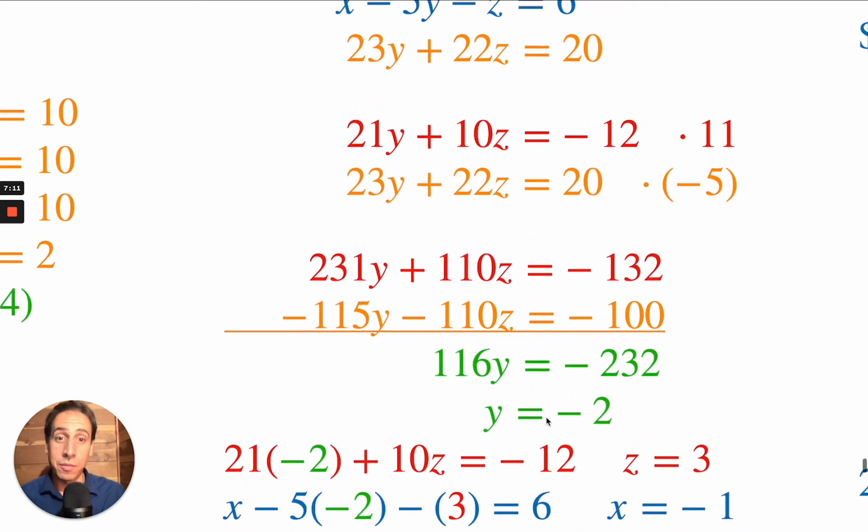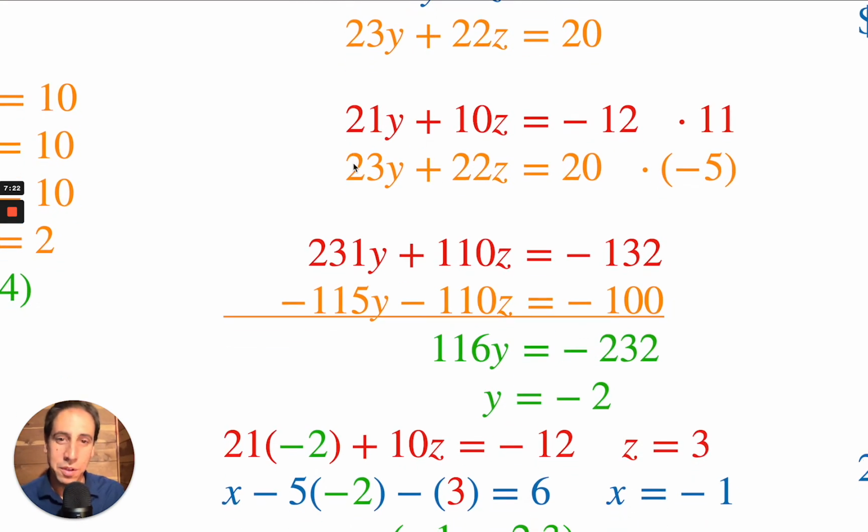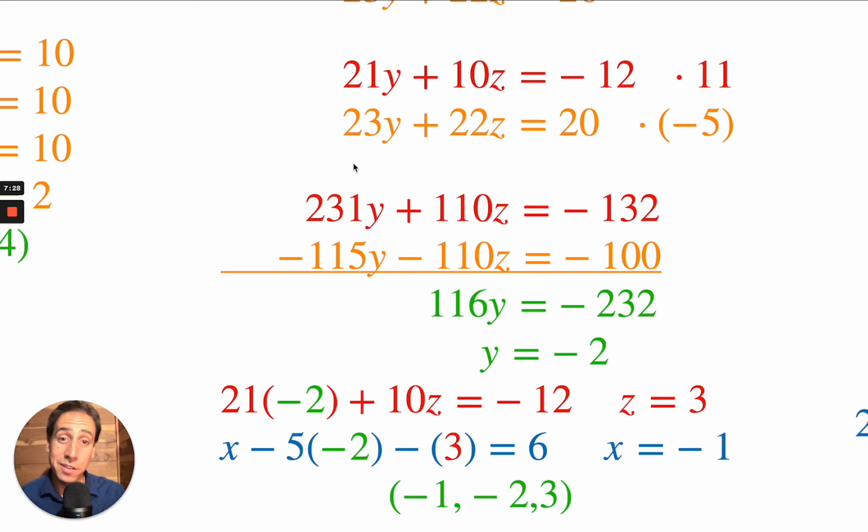Now that you know that y is negative 2 and z is equal to 3, we're going to take those values and put them into the original, well, this easier version of blue right here. You can plug it into the original blue if you want, but in either case, you get x is equal to negative 1. So, reporting x, y, and z looks like this: negative 1, negative 2, and 3. Yeah, it's a doozy. There's a lot of work here.